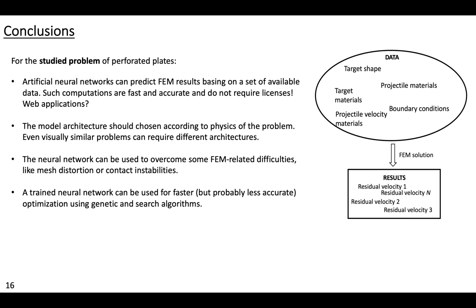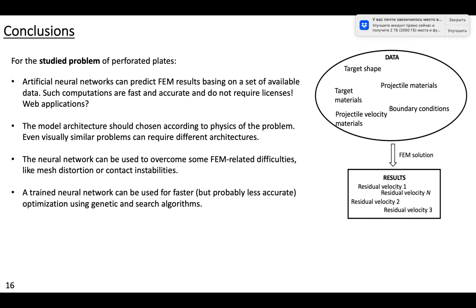So, the conclusions. We used a very simple problem of perforated targets to show that neural networks can be used to predict FEM results with high accuracy, but without complicated computations, which require a lot of resources and time. And we do not need licenses for ANSYS and LS-DYNA to perform these computations. Of course, we needed to build a dataset, but after you do it, all next computations are free for you. Maybe it's good for web applications where a lot of users can apply for a computation simultaneously, and you can provide them results, maybe less accurate, but instantly.